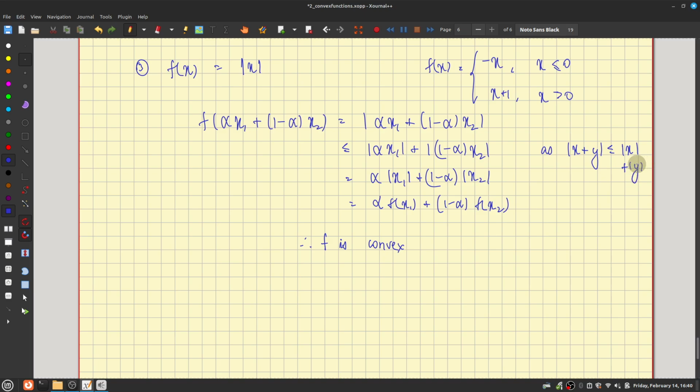In fact, you can use this approach to conclude that any norm is convex. The same idea applies. If you take f of x equal to norm x, then effectively it's the norm of alpha x1 plus 1 minus alpha x2, which by the triangle inequality is less than or equal to norm of alpha x1 plus norm of 1 minus alpha x2, and the rest follows exactly. All right.